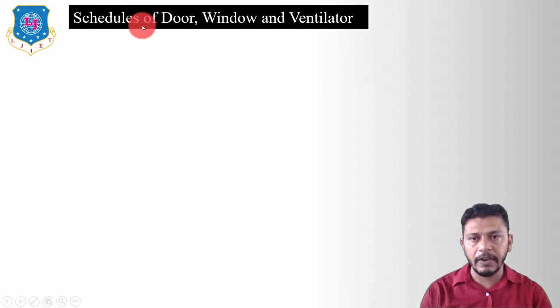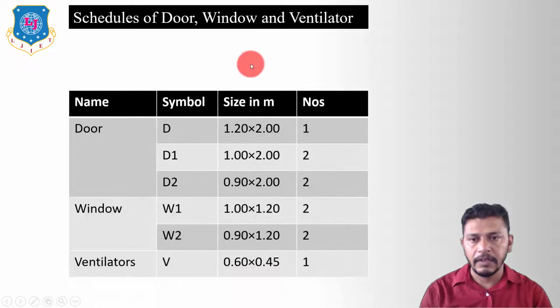Now let us discuss the schedules of door, window and ventilator. Here we have given an example of doors, windows and ventilators. If we have a single door, then we can give it the symbol D. It is 1.20 by 2 meters in size, and the number of that type of doors in a particular building is 1. D1 is 1.00 into 2.00, so the number of D1 type doors is 2. The number of D2 size doors is 2, and the size of that particular door is 0.90 into 2 meters.